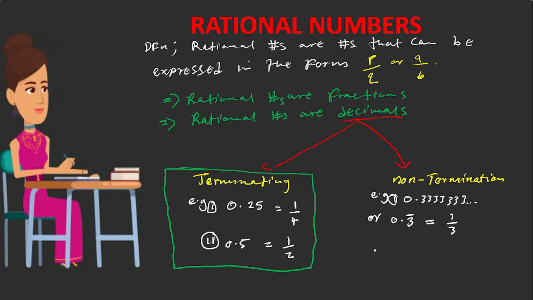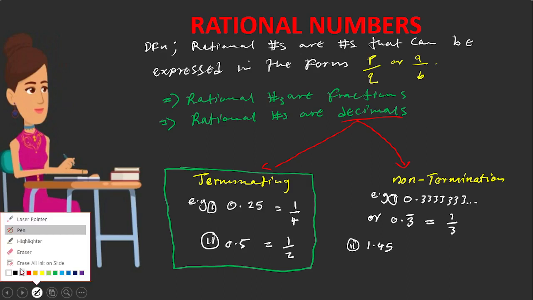Then the other example I can give is, let's say I have something like 1.42. Let me put a number like this one.